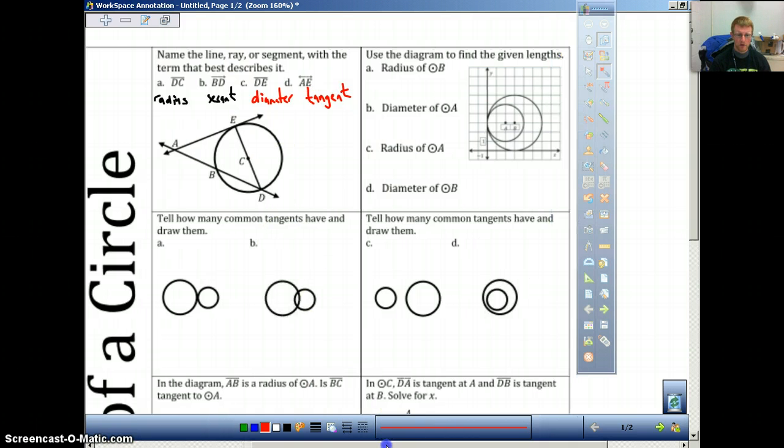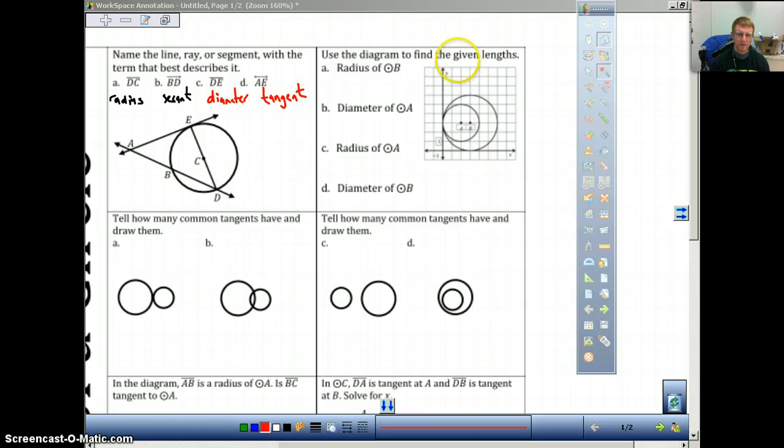Okay, so let's look over at the next set. It says use this diagram to find the given lengths. Now, one thing we want to point out, A right here, that's the center of the smaller circle, and B is the center of the bigger circle. So the radius of B, we're starting here, and it doesn't matter which direction we go in, all we're doing is counting to the edge. So 1, 2, 3. So this is 3 units. Okay, so now if we wanted the diameter of A, 1, 2, 3, 4. So that's 4 units.